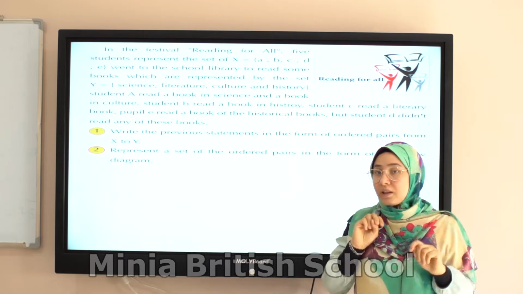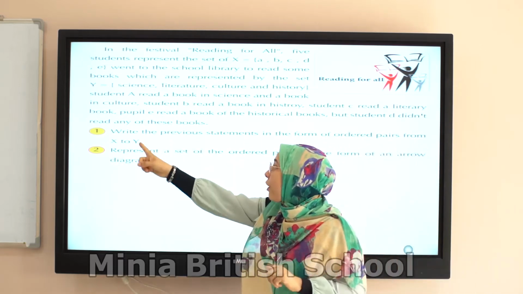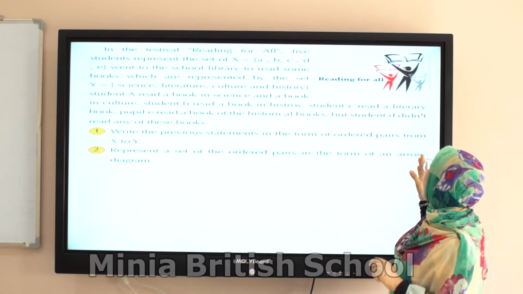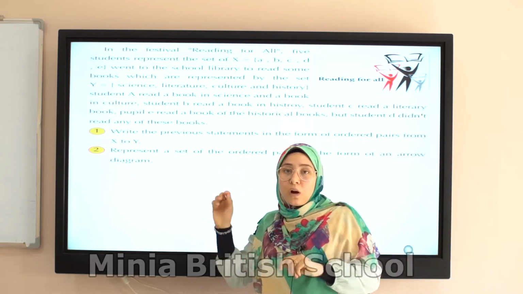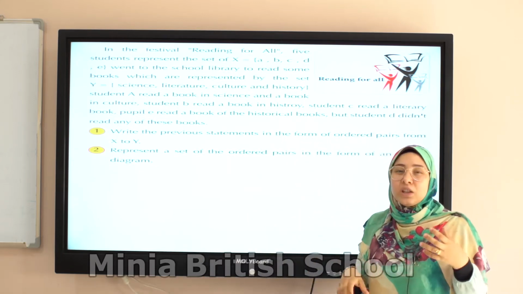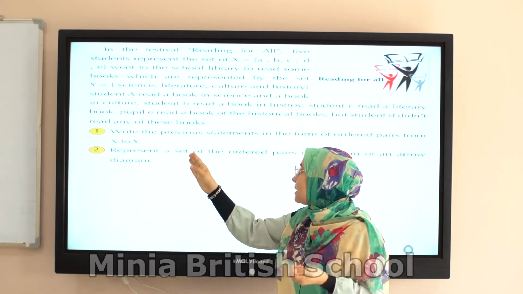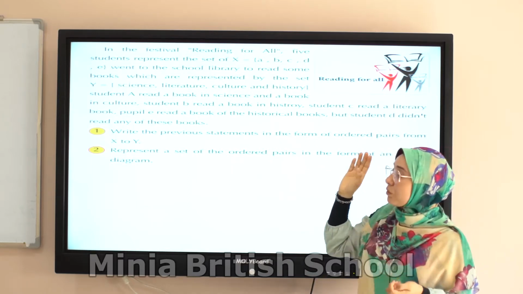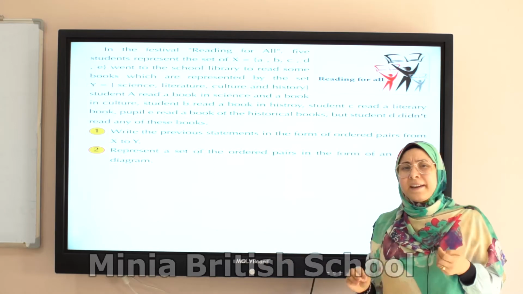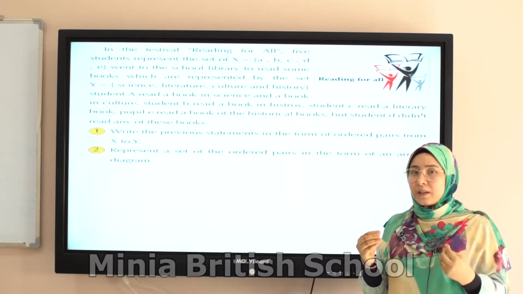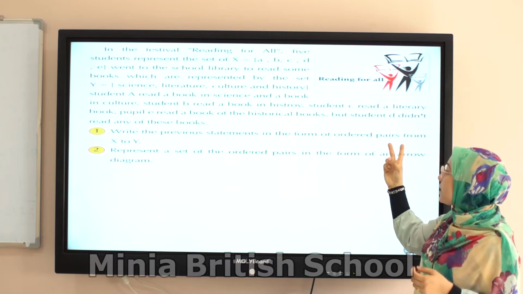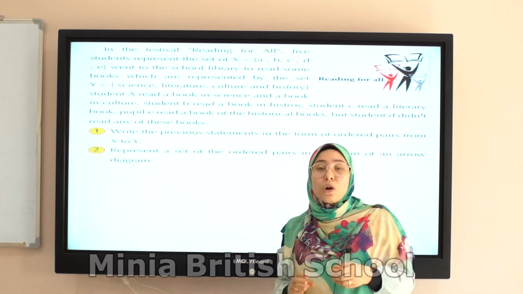I need to do something. The first one, write the previous statement in the form of ordered pairs from X to Y. The second one, represent this set of ordered pairs in the form of an arrow diagram. Now, I need to represent the previous example as a set of ordered pairs from X to Y.